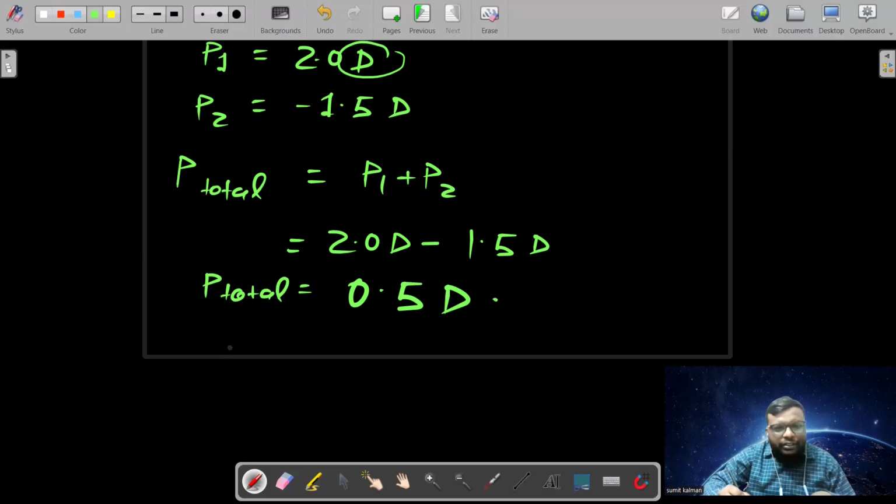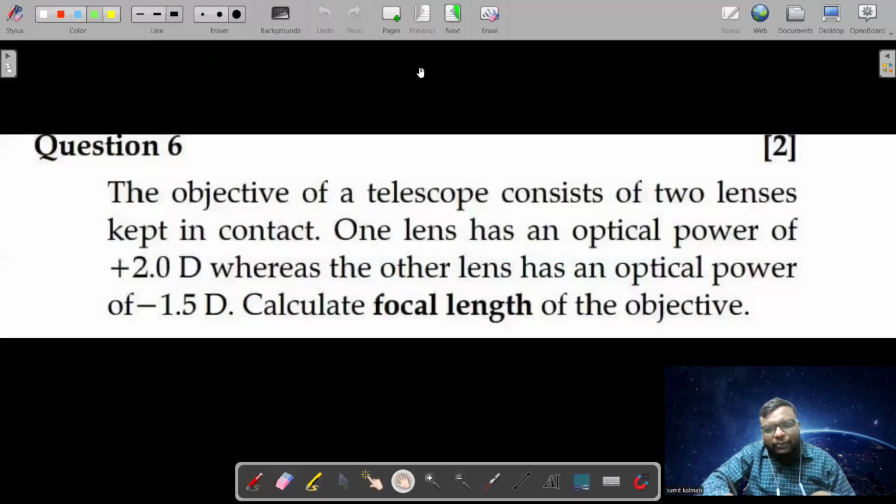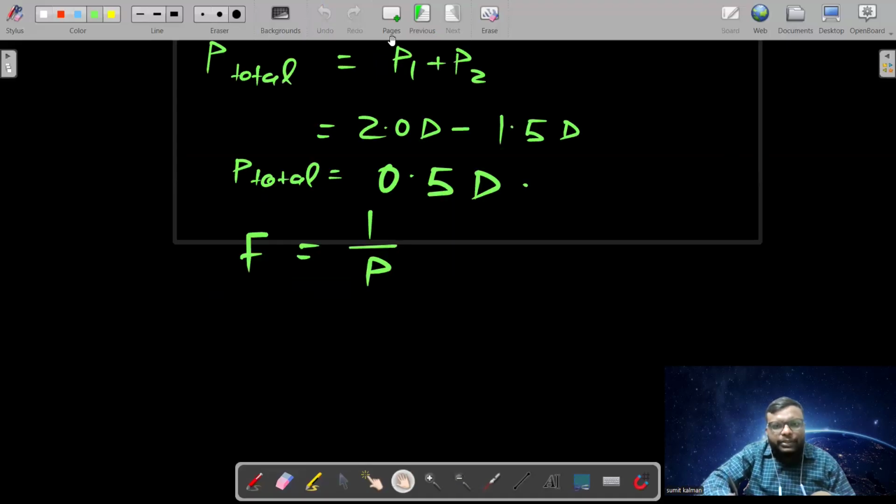And students, we have to calculate focal length, and we know one relationship between focal length and power of a lens. Your focal length is reciprocal of power, F is equal to 1 upon P. And here in this problem, we have to calculate focal length of the objective. I am representing by FO. It will be equal to 1 upon 0.5.